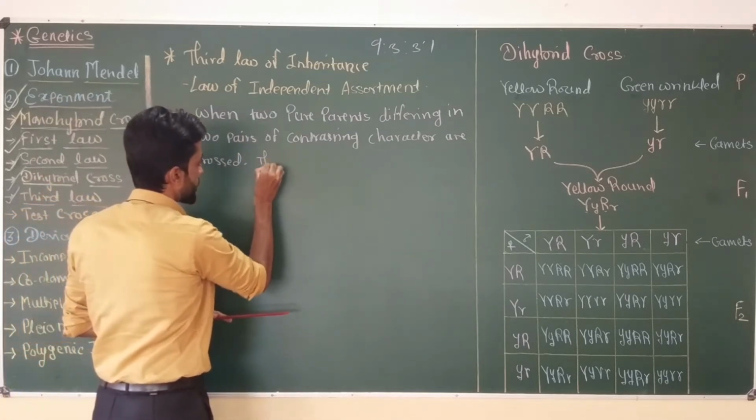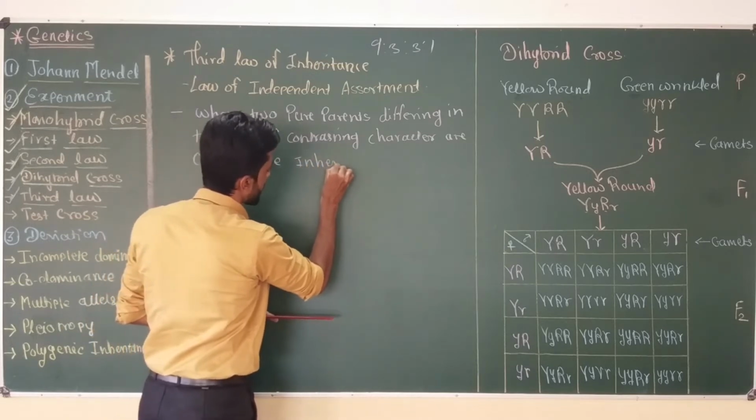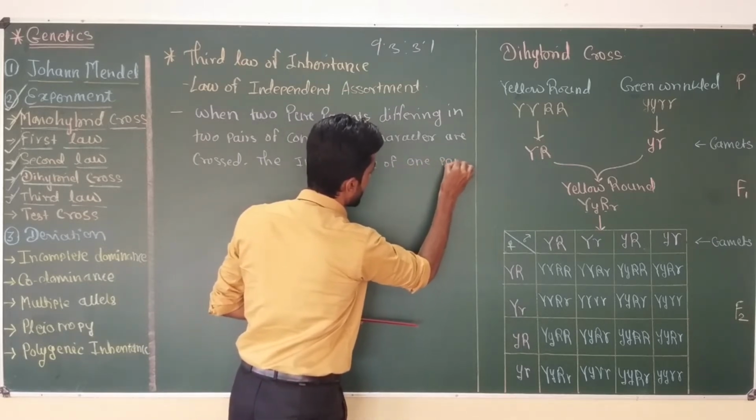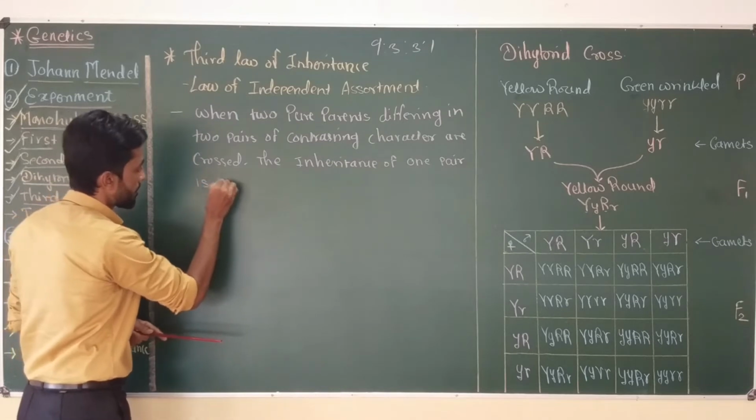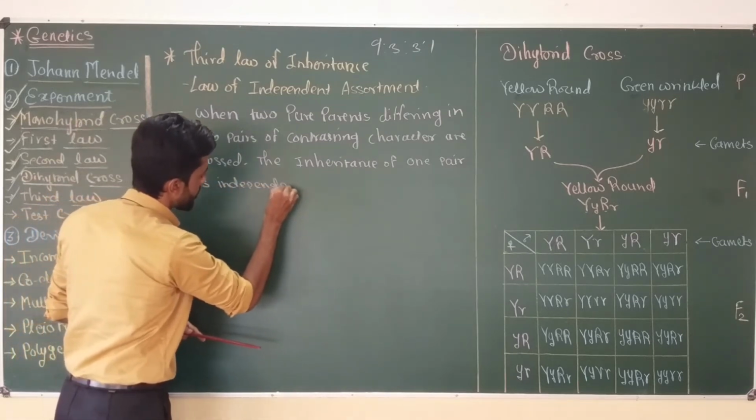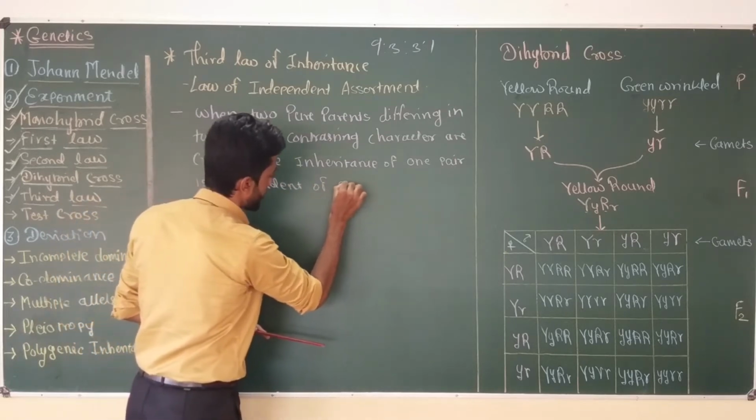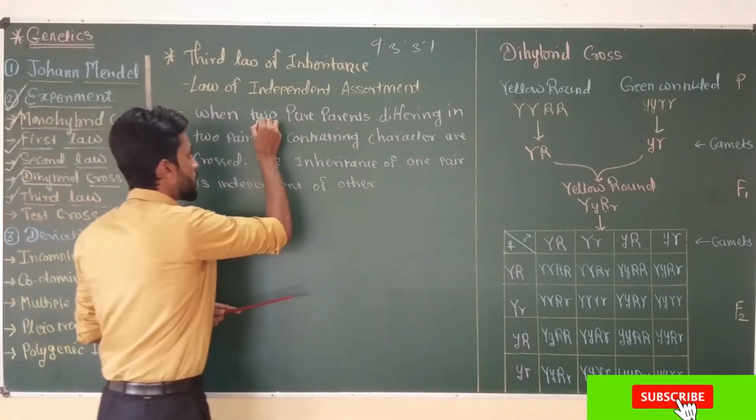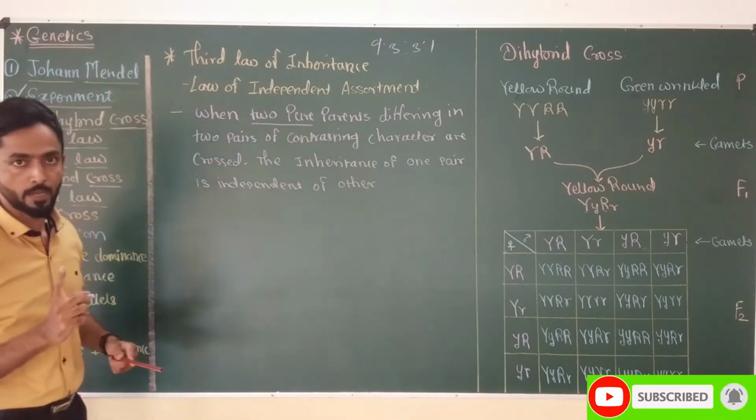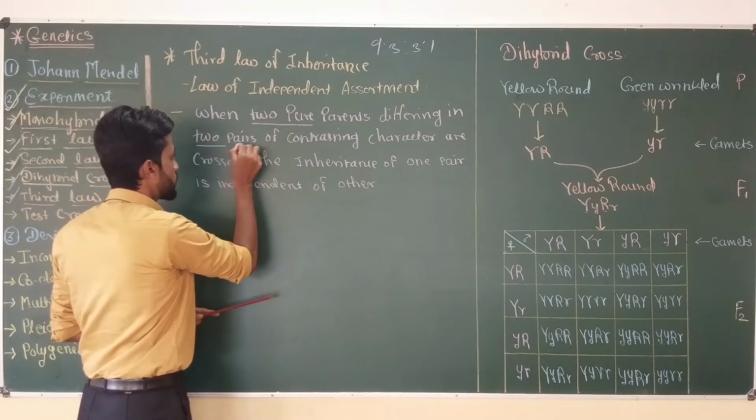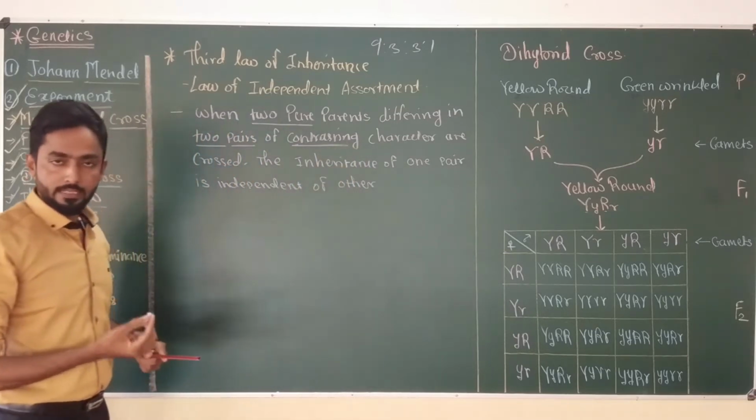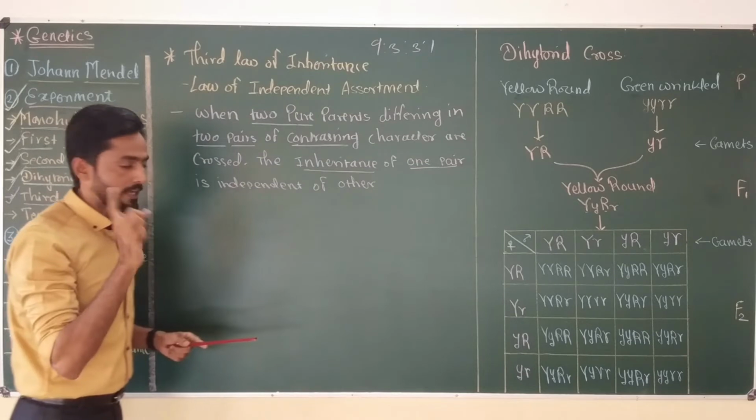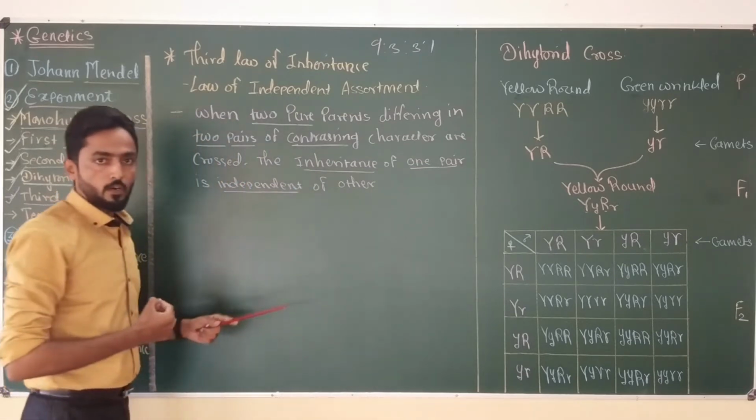Okay, the inheritance of one pair is independent of the other. So if we read this definition carefully, we can understand that if we cross two pure, homozygous parents, and each parent has two pairs of different contrasting characters, then in F2 generation, the inheritance of one pair of characters is independent of that of the other pair.